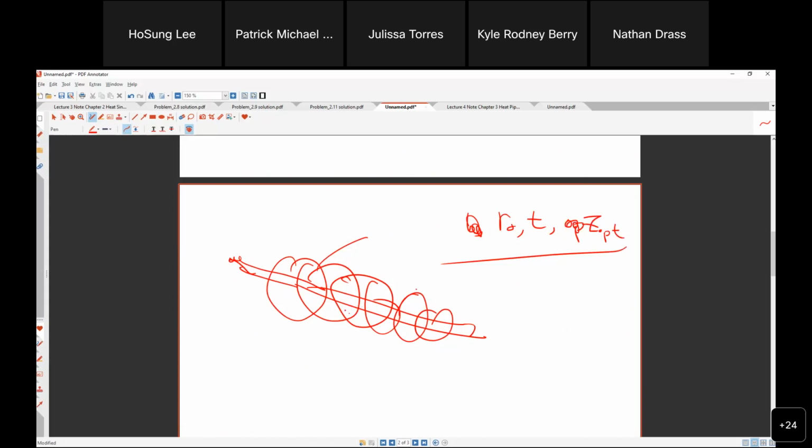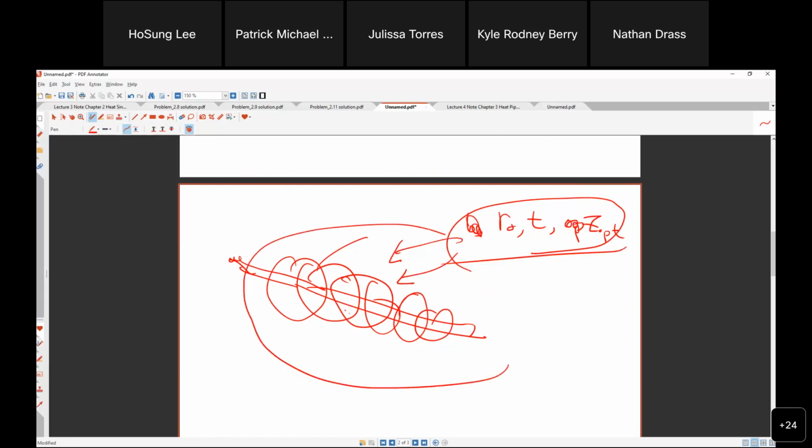Okay, so we have tools to optimize multiple radial fins. Would that be interesting? This is one of the interesting ones, kind of optimize. Otherwise, you guess and we don't know how to optimize it. It's very difficult, even numerically.